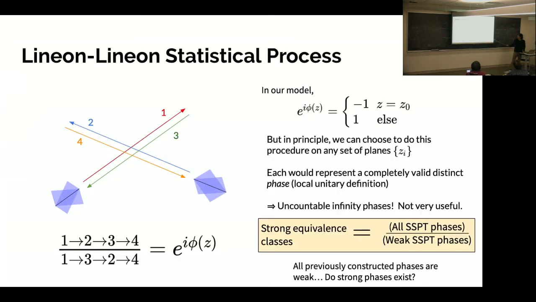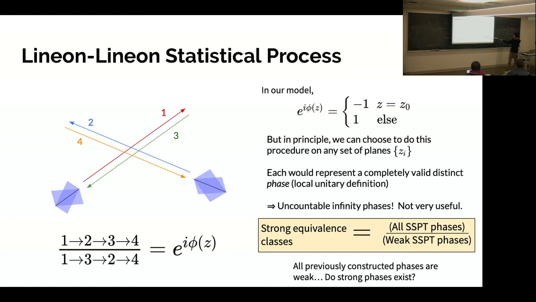Right. So in the model that I just constructed, what you find is that if you look at this braiding procedure, you have two lineons here. You move this one here, you move that one there, move that one back, you move that one back. And they're both on some plane Z. You can divide it by the procedure where you just move them without braiding. And this gives you some statistical phase. And now in our model, if you look at this phase, this function of C, it's trivial everywhere except for the plane where we stacked this double semion.